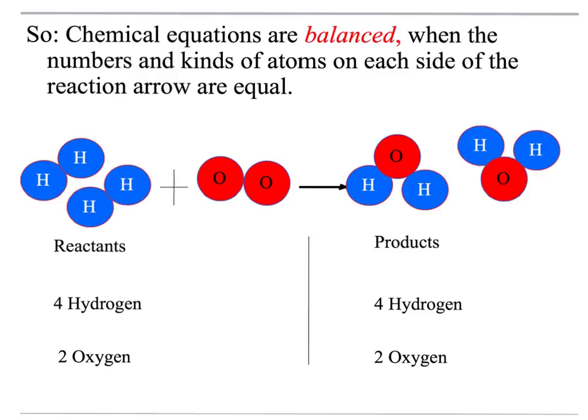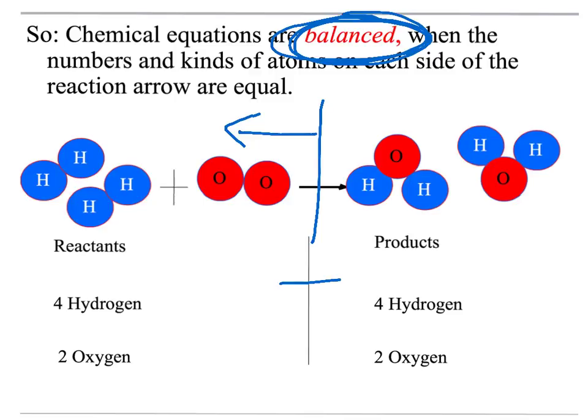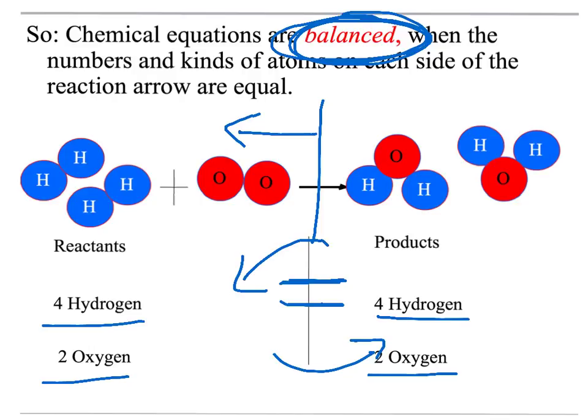Now remember, your reactants are on this side, and these things react, or they multiply, if you will. And a balanced equation is going to be equal on this side and this side. So you've got 4 hydrogen, 2 oxygen, 2 oxygen. It's balanced. We're good.